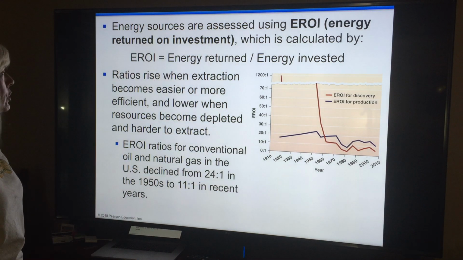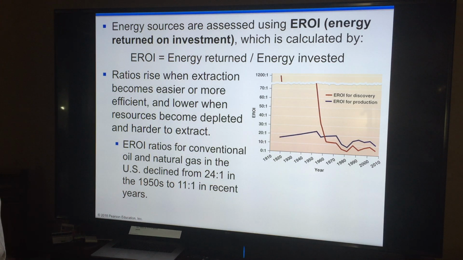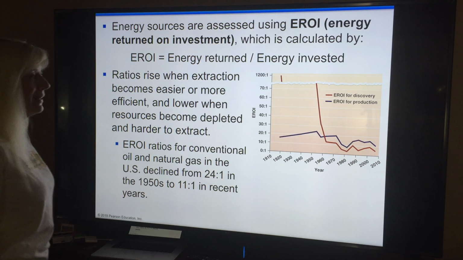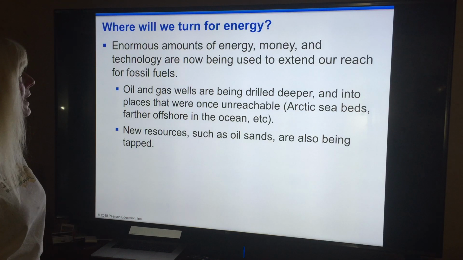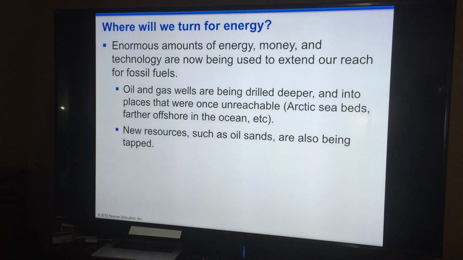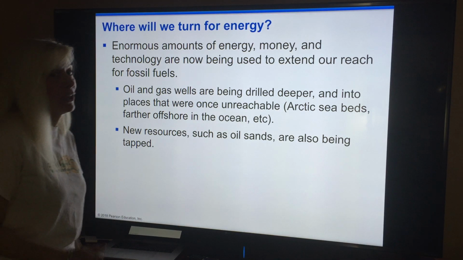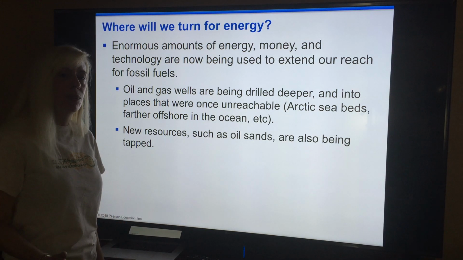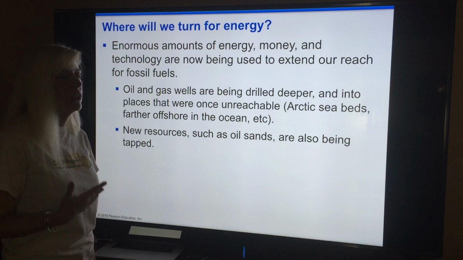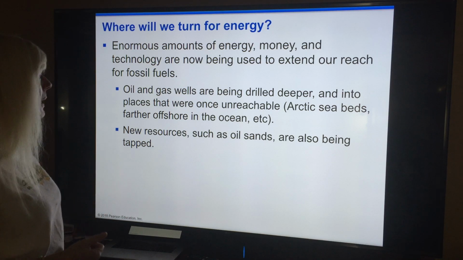Ratios rise when extraction becomes easier or more efficient, and lower when sources become depleted. The ratios for conventional oil and natural gas in the U.S. declined from 24-1 in the 50s to 11-1 in recent years. They're not making the profit that they used to. Enormous amounts of energy, money, and technology are now being used to extend our reach of fossil fuels. Good job. Instead of turning to something maybe easier, we're going to keep with the same thing. You keep banging your head against the same wall and you're expecting different results. You're not the sharpest crayon in the box.